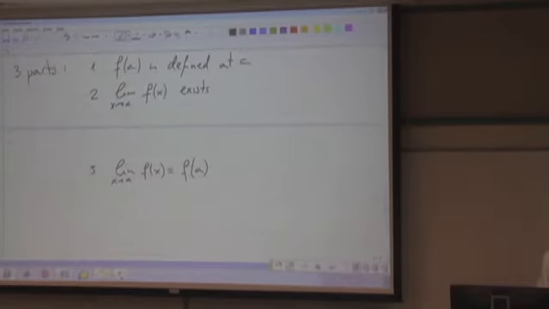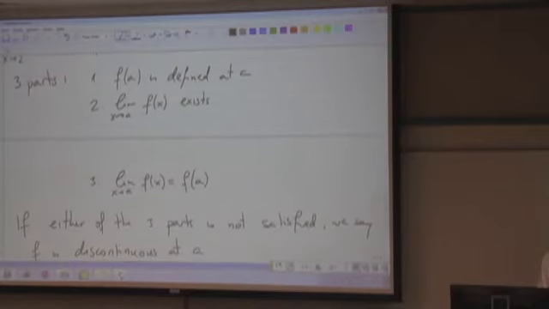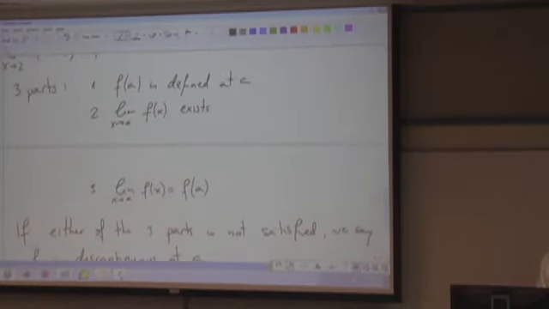So now I'm going to say the following. If either of the 3 parts is not satisfied, we say f is discontinuous at a. Okay? So now, the first one we said f of a is not defined at a, right?